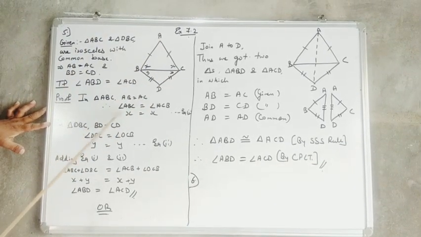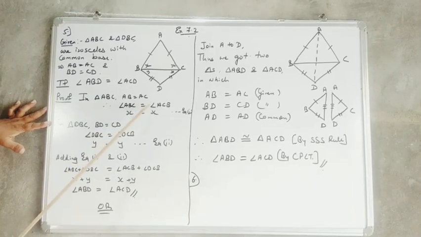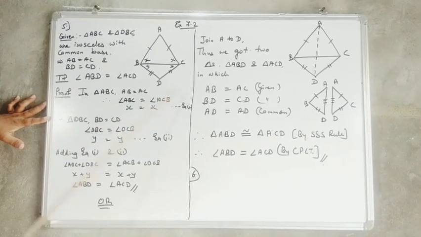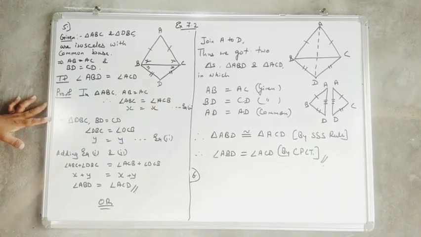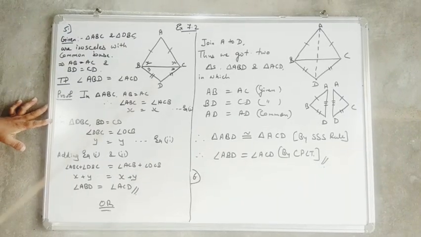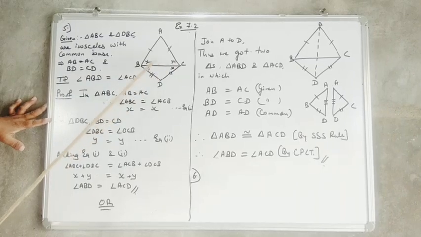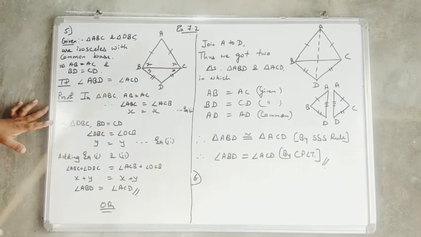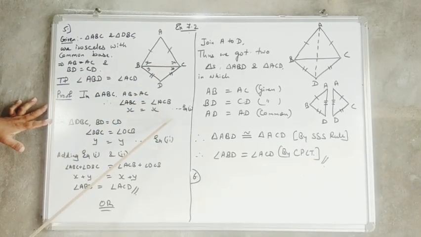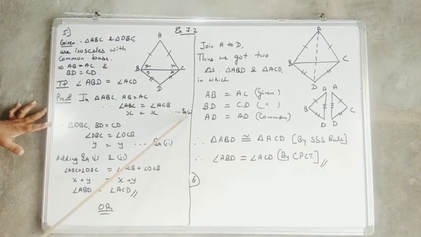I am talking about the angles: angle ABC is equal to angle ACB. You have to write the reason: Theorem 7.2. And I have supposed this to be x, so this will also be x because both are equal. Make this particular statement equation number 1.